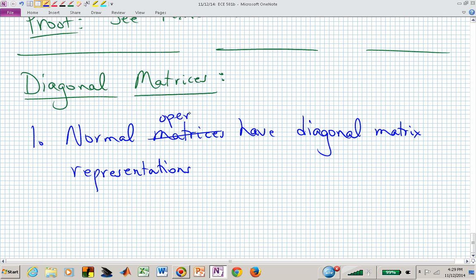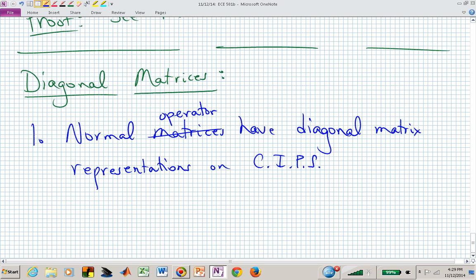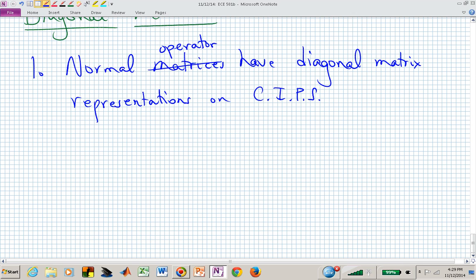Normal operators have diagonal matrix representations on complex inner product spaces. So if we're dealing on a complex inner product space and we have a normal operator, then that operator has a matrix representation that's diagonal, which is a nice way of expressing or manipulating matrices.